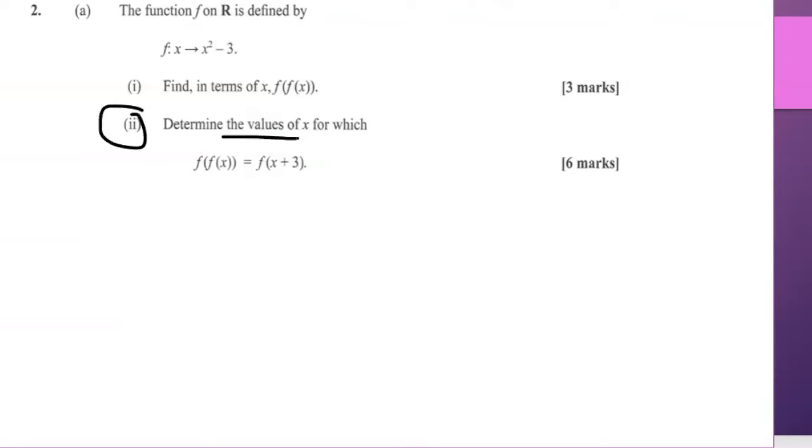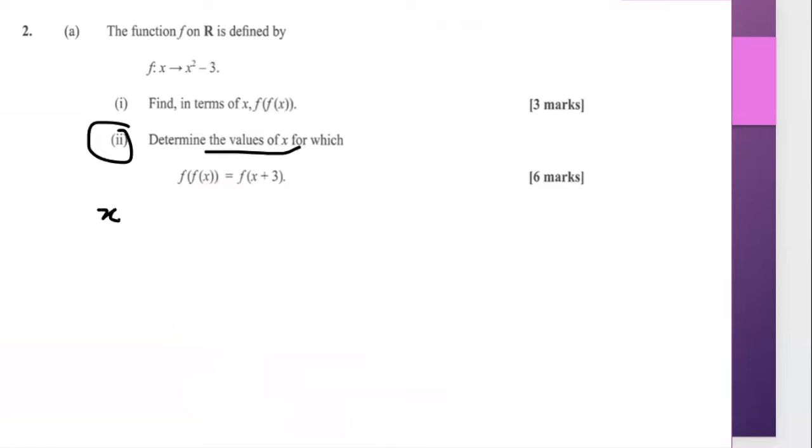Now part 2 asks to determine the values of x for which we have f of f of x equal to f of x plus 3, meaning we already found the left hand side. So the only part that's left to be found is the right hand side, which is f of x plus 3, where I substitute x plus 3 where I see x. So this is going to be x plus 3 all square minus 3.